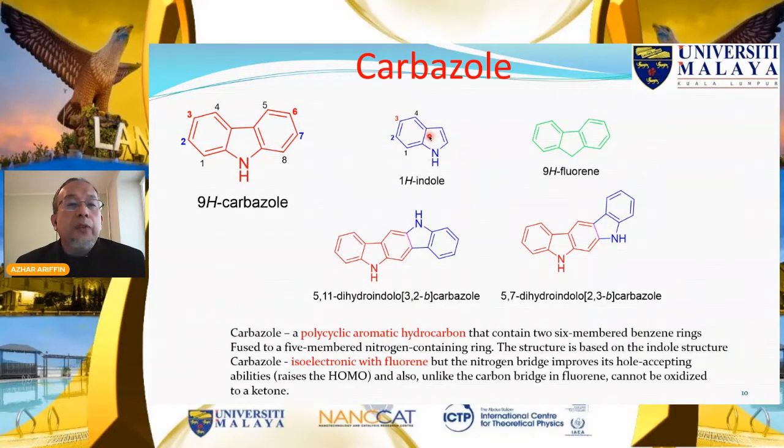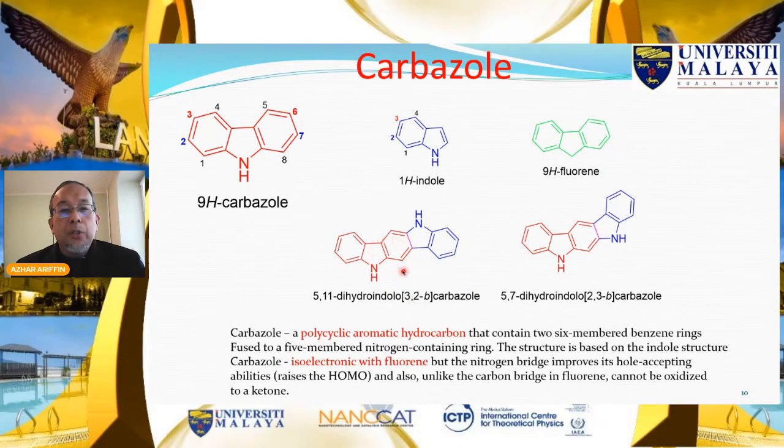If you look carefully, half of the carbazole framework comes from this indole, okay? And this carbazole is also isoelectronic to fluorene here. The difference between carbazole and fluorene is that we replace the CH2 group here with this NH group. So this carbazole is actually isoelectronic to fluorene.